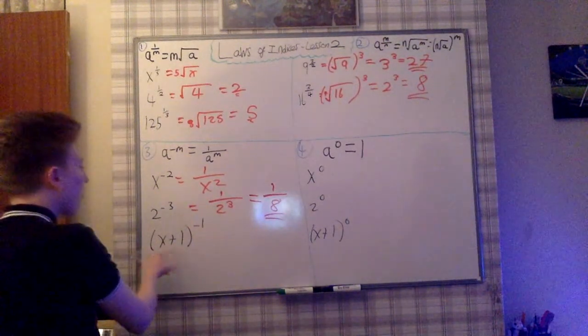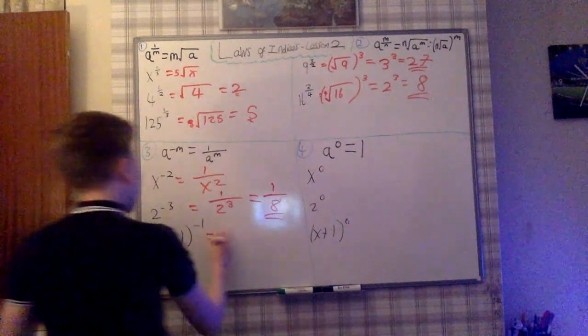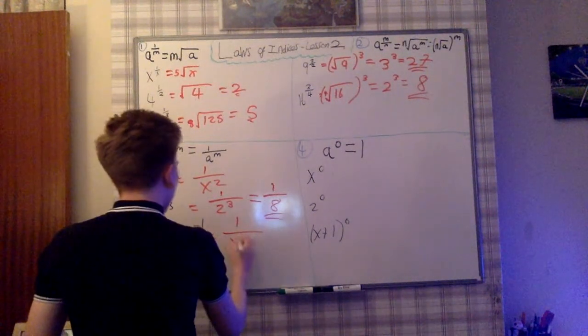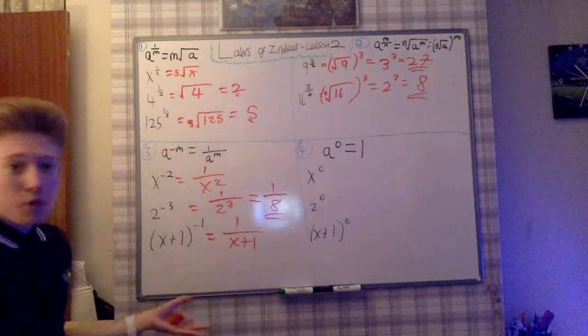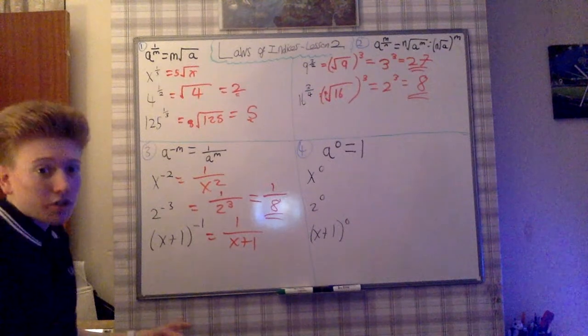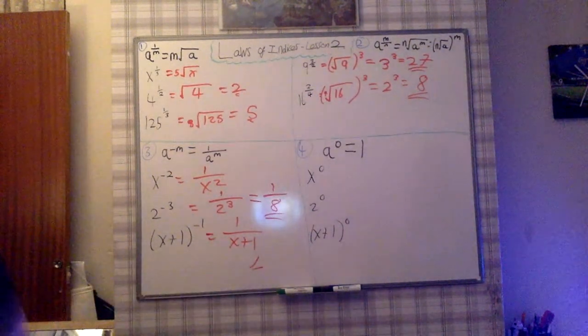And finally, x plus 1 all in brackets to the power of negative 1. This is just 1 divided by x plus 1. We could then put this in brackets and do it to the power of positive 1, but anything to the power of positive 1 is just itself, so we'll leave this in this form. So that's the third law of indices.